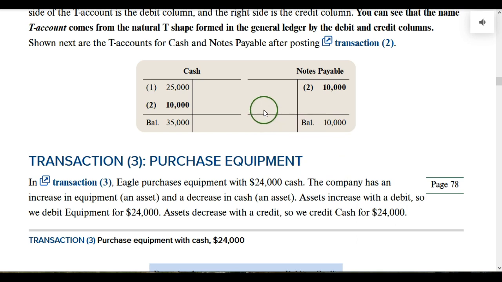You say, well, this doesn't balance. That's because we don't show all the accounts here. We're just showing the cash account and the notes payable account. We're not showing common stock and any other account.